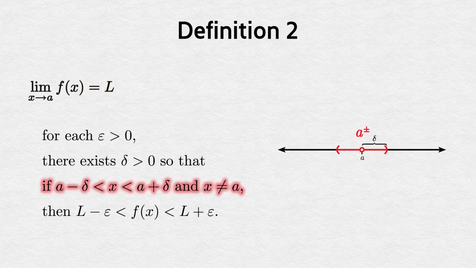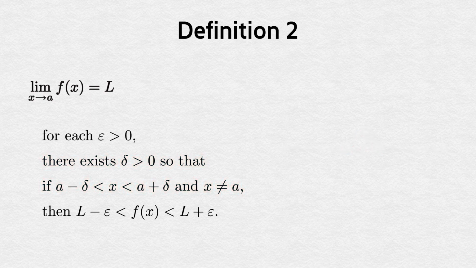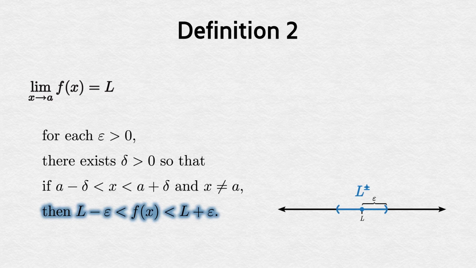The set of x between a minus delta and a plus delta, accepting a itself, paints a simple picture in the domain of our function. And the there exists delta greater than 0 varies the value of delta, squeezing the picture toward a. The set of values f of x between L minus epsilon and L plus epsilon paints a very similar picture in the codomain of our function, this time with the point L included. And the corresponding for each epsilon greater than 0 makes that squeeze in.